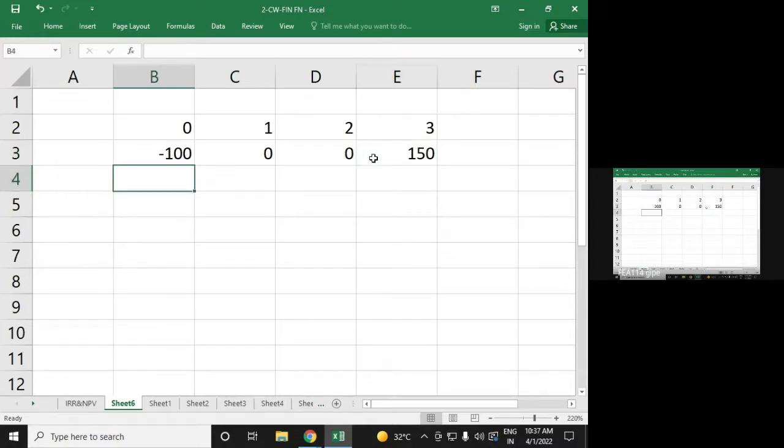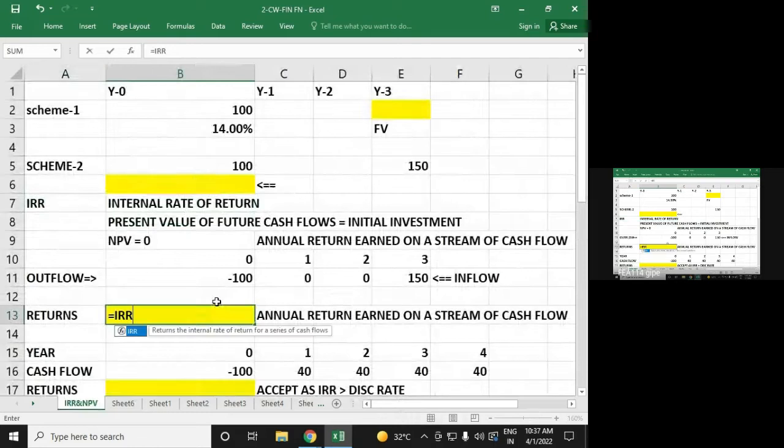Then you find the IRR as equals IRR, select the entire range, and open a decimal point. You will see 14.5% is the annualized return you are getting. Whereas, I'll calculate it here for this case, 14.47 if you open 2 decimal points.